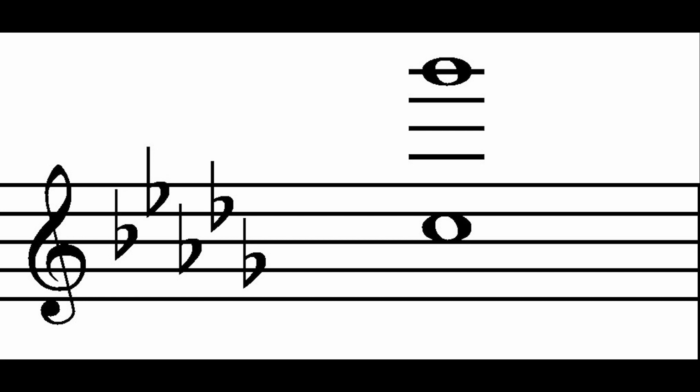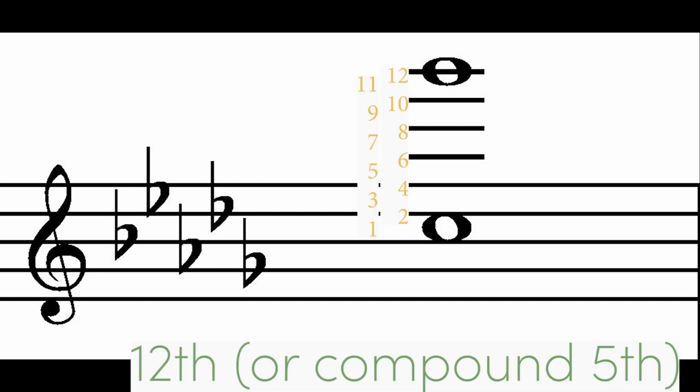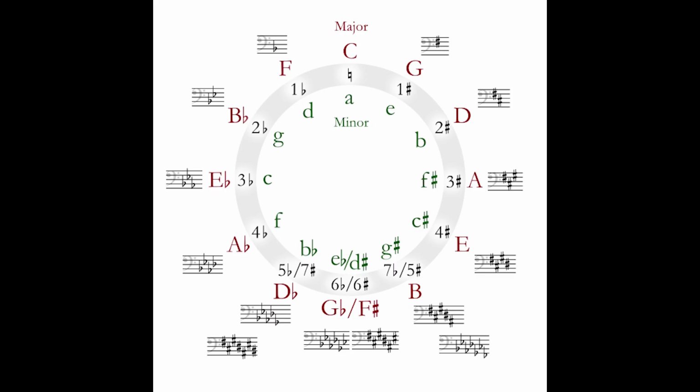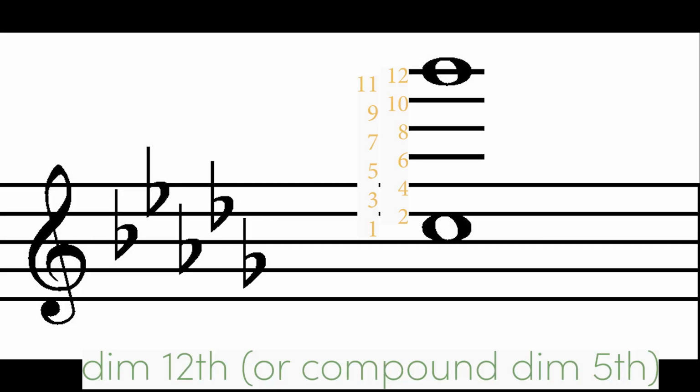In this example, we've got a G flat over a C. It's 12 notes apart, so it's either a 12th or a compound fifth. When we get to our circle of fifths, we've got to ask ourselves, is there a G flat in the key of C major? Well, you know that there isn't. A G flat is 1 semitone lower than G, which means it's diminished. So this is a diminished 12th, or you can call it a compound diminished fifth.